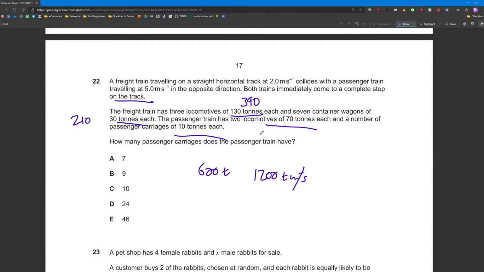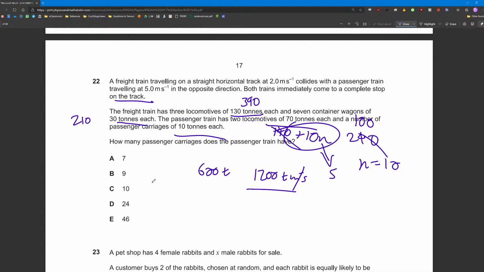The passenger train has 2 locomotives of 70 each, 140, and a number of passenger carriages at 10 each. So basically, this times 5 must be equal to 1,200 ton meters per second of momentum if they want to cancel out, right? So if this is 240, which is 1,200 divided by 5, 140 and 240 cancel out to get 100 on this side, and so it becomes obvious that n is equal to 10. There are 10 passenger carriages.